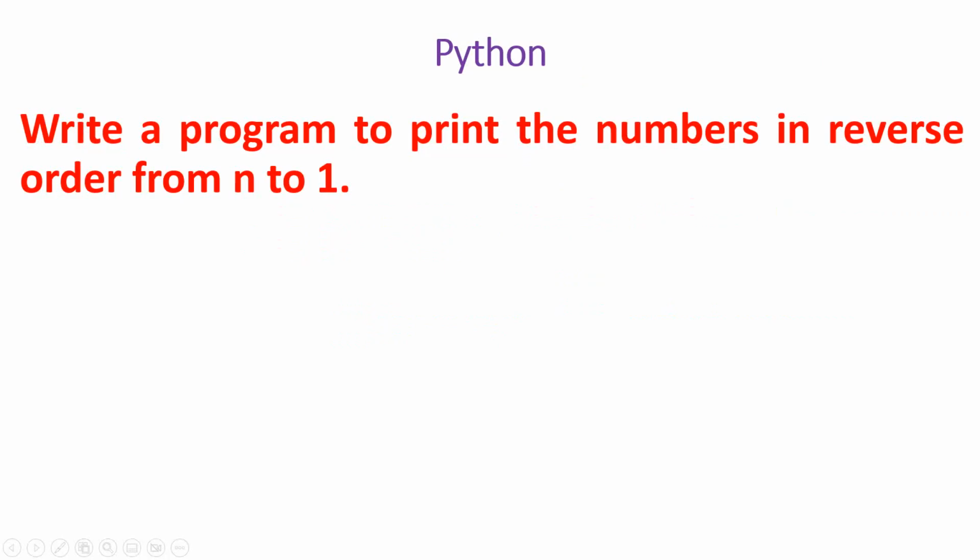Hello friends, we are going to write a Python program to print the numbers in reverse order from n to 1. N is the range which is to be obtained from the user. You will see the demo.